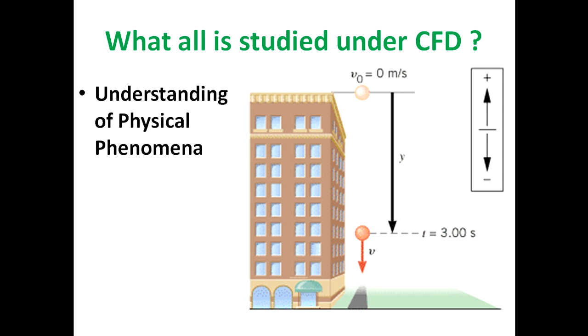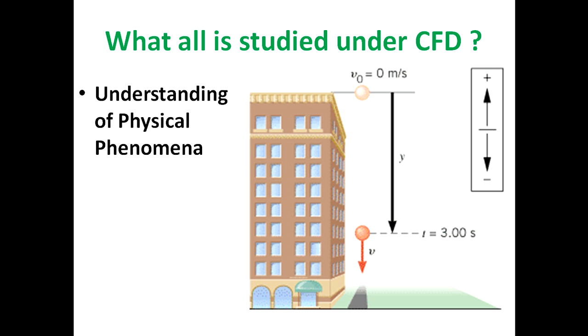So what all is studied under CFD? Let's say a ball is falling from a certain height, the initial velocity is 0, and after a certain time t, 3 seconds, we have to find the velocity. For that, what do we need to know? We need to know the physical phenomena. As I already told earlier, the physical phenomena is the relationship between velocity, distance, and acceleration due to gravity. The idea of the relationship comes from the physical phenomena.